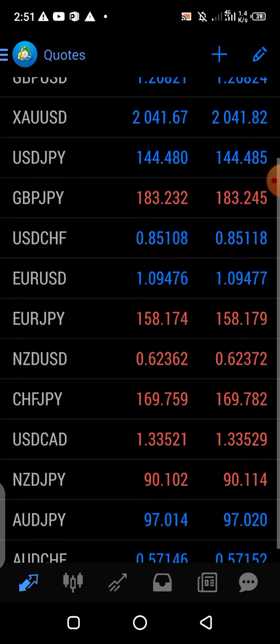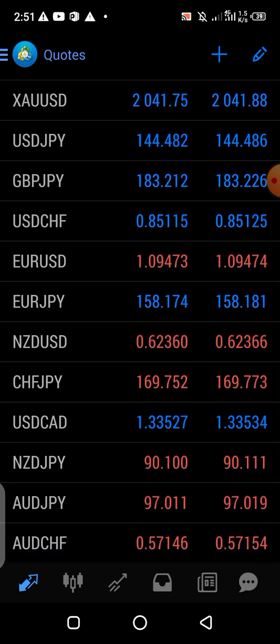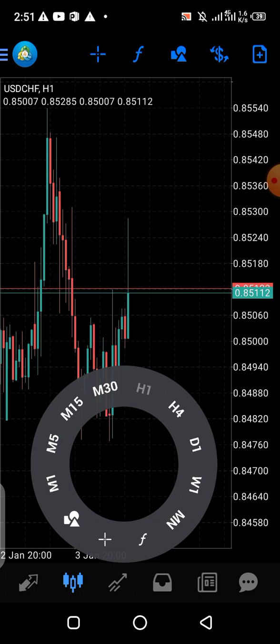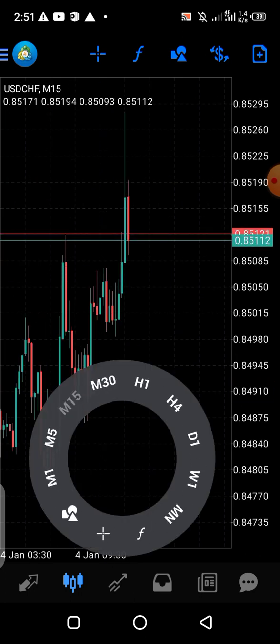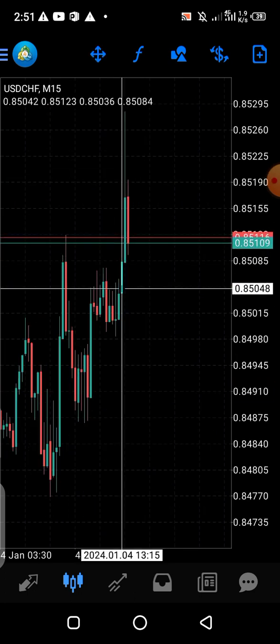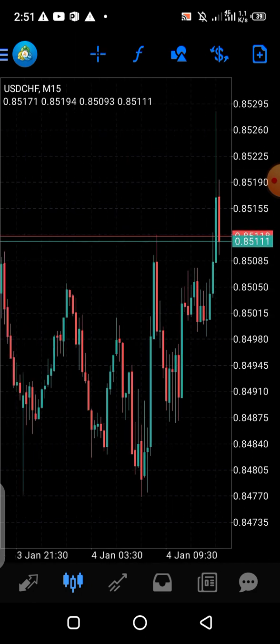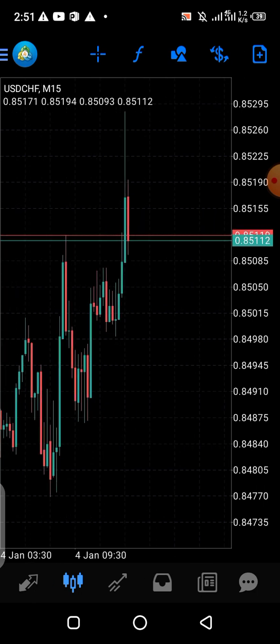Let's see USD CHF. That should also be bullish because the USD is, you can see, the base. Let's go to 15 minutes. You see it clearly. You can see the reaction. You can see immediately the news was released, our price went up. So that's basically how you trade fundamentals.